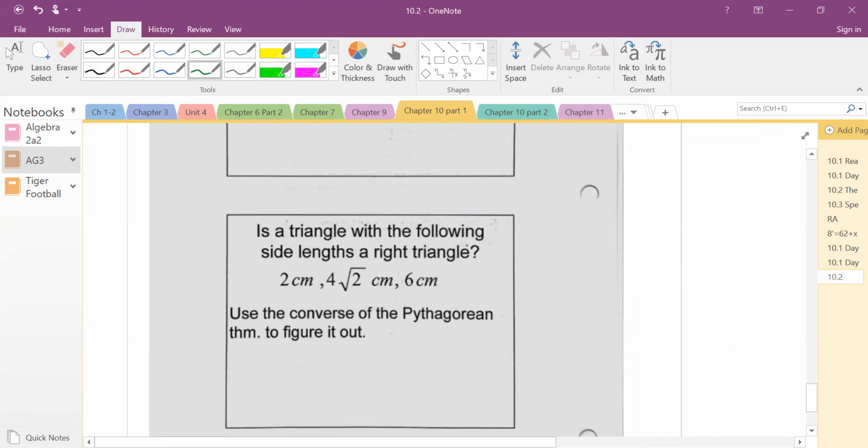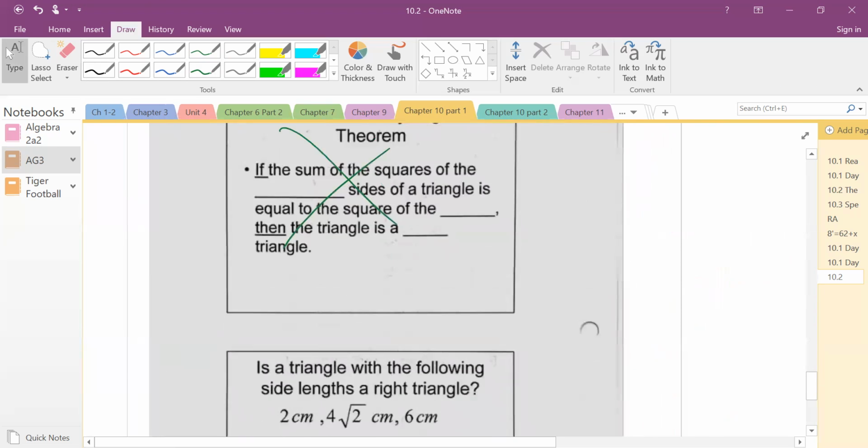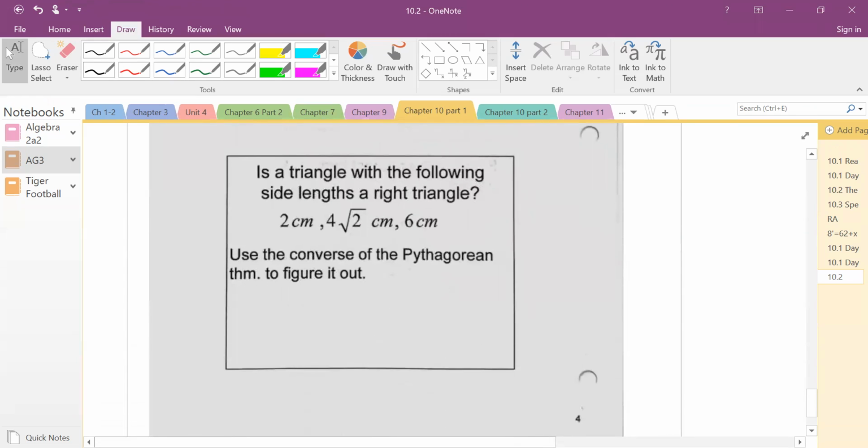Is a triangle with the following side lengths a right triangle? Use the converse of the Pythagorean theorem to figure it out. Well, does a squared plus b squared equal c squared? What did we say? What this is saying is your longest side, right? So a squared plus b squared equals c squared. This has to hold true. And remember, c is always your longest side. That's the easy way to do these.